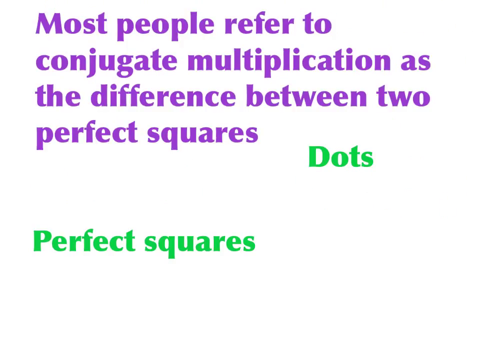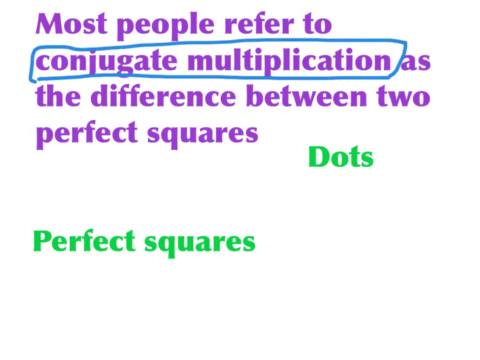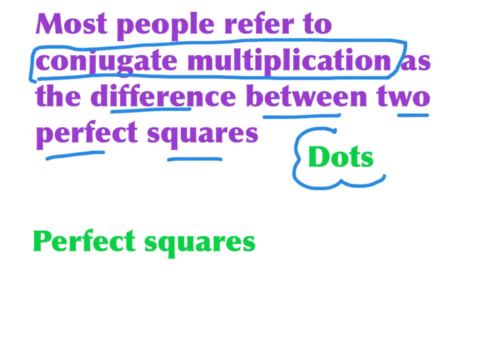So again, let's make another note in our book here. Most people refer to the conjugate multiplication, that's what we just did, as the difference between two perfect squares. I'm sure you've heard that term back in Algebra 1, the difference between two perfect squares. Some teachers might call it DOTS, difference of two squares. Some people say the whole name. And some people call it conjugate multiplication. It's all the same thing.